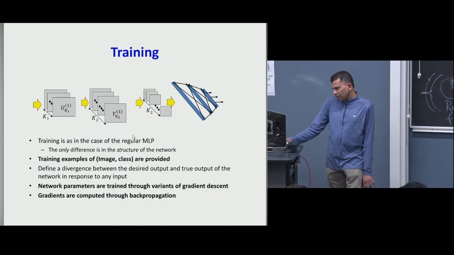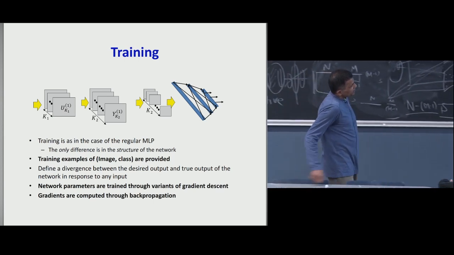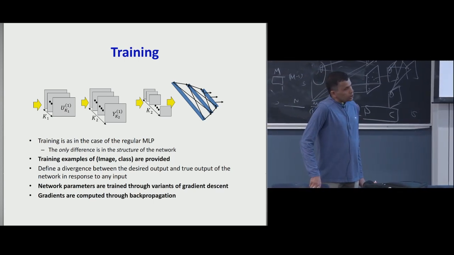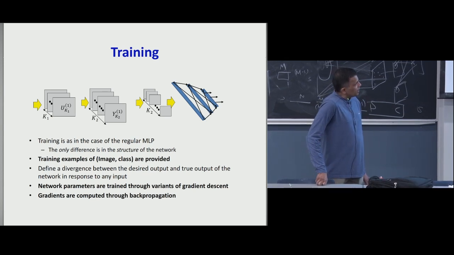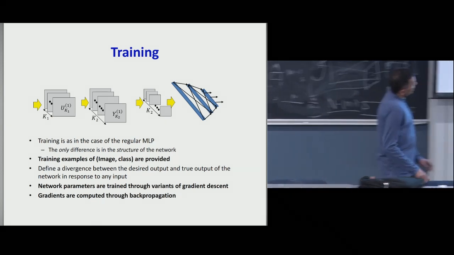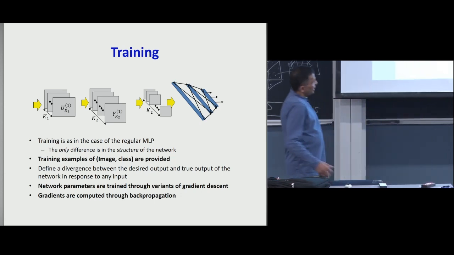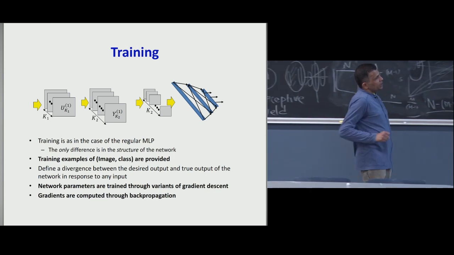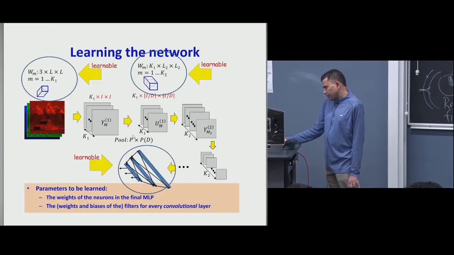Training is going to be done exactly as in a regular MLP. The only difference is in the structure of the network. So you would be providing training examples of images and classes. You define a divergence between the desired output and the true output of the network in response to any input. And then network parameters are trained through variants of gradient descent. Gradients are obtained through backpropagation.